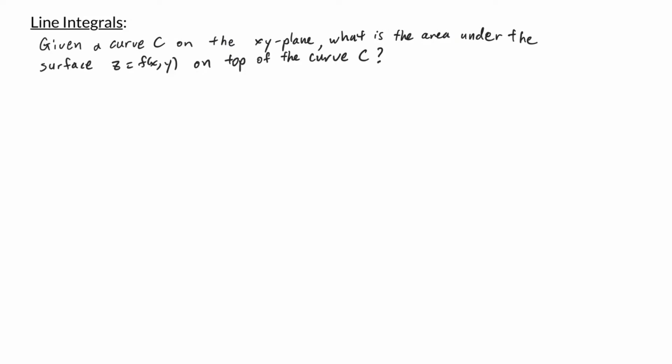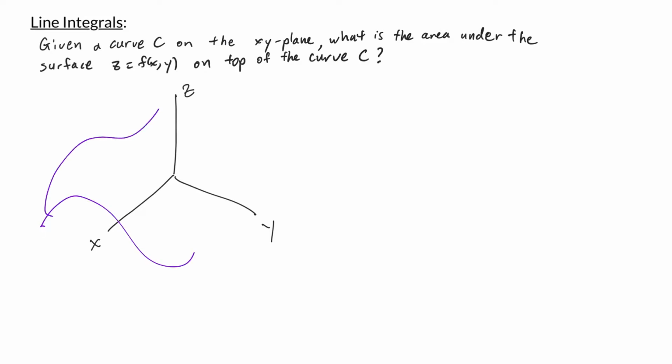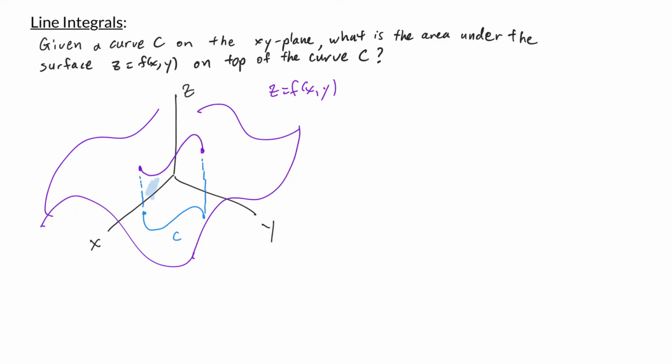Let's try to draw a picture to see what we're interested in. First, let me draw my coordinate axis. I have my x, y, and z axis. Then I have a surface defined by z equals f of xy. Next, I have some curve C on the xy plane. If I take each of those points on the curve and plug it into my function z equals f of xy and plot all of those points, it's going to trace out a curve on the surface. So what we're interested in is the area under the curve on the surface above the xy plane.